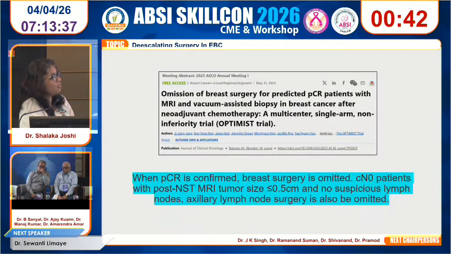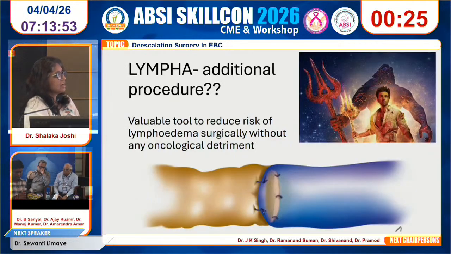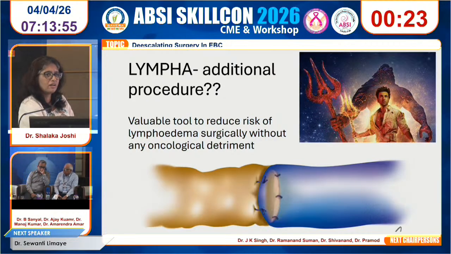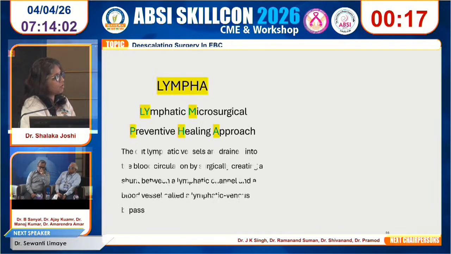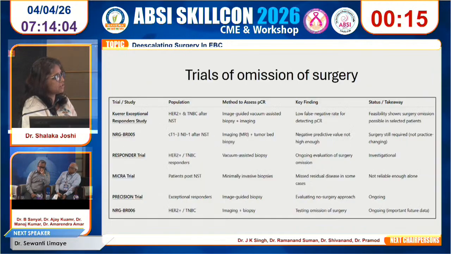So, omission of surgery altogether. What these Koreans are doing is, when PCR is confirmed, breast surgery is omitted. And if there is less than 0.5 centimeter residual and no suspicious node in the axilla, radiologist to our rescue, axillary surgery may be omitted. Can we use this Brahmastra to avoid lymphedema without the non-inferiority margin that it comes with? I don't know. Again, we'll have to wait and watch and see if this works in our patients or not.